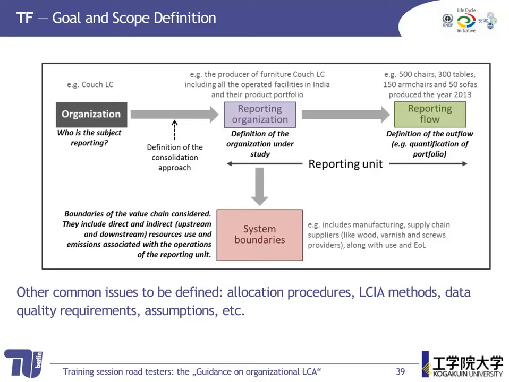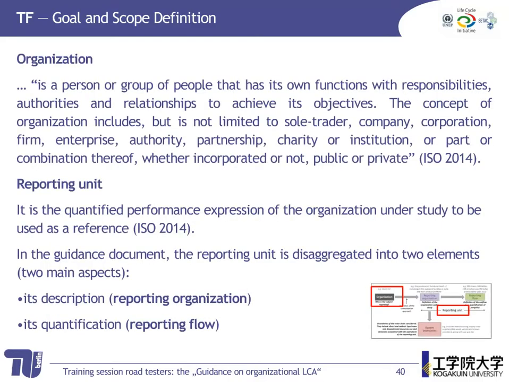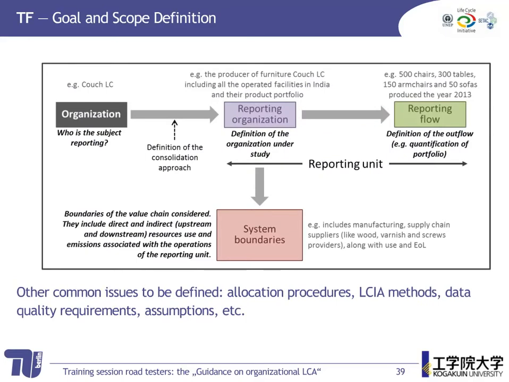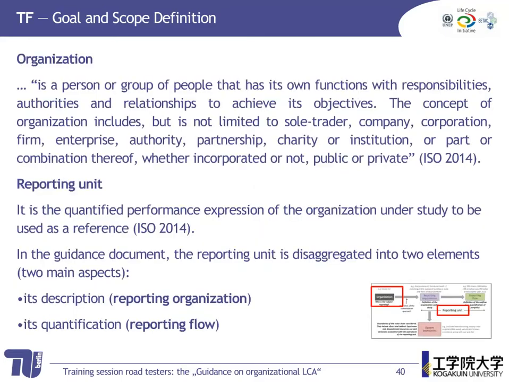So here you have, as I said, a figure where we represent the three main elements of the scope. We have the reporting unit and the system and the system boundaries. So let's go step by step. Okay.